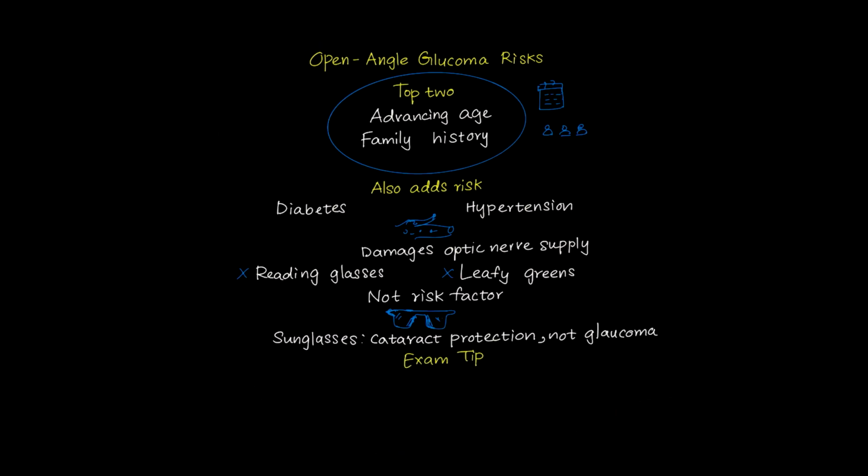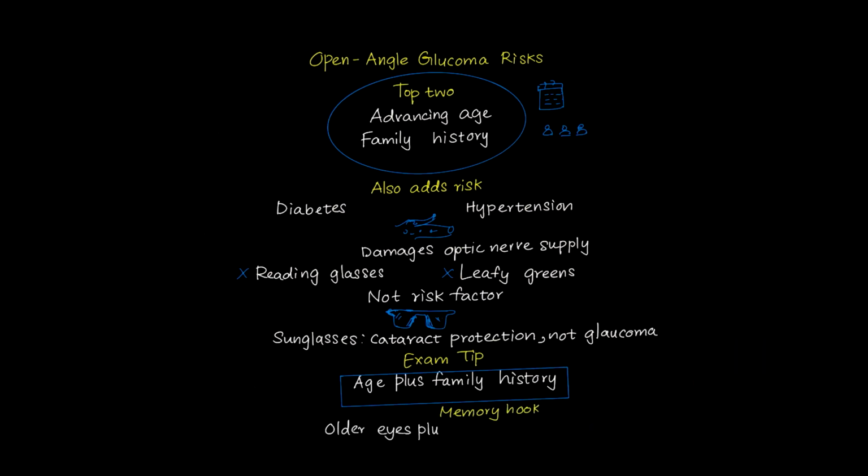Here is a D444 OA exam tip for you. Open-angle glaucoma risk equals age plus family history. Memory hook: older eyes plus family ties.